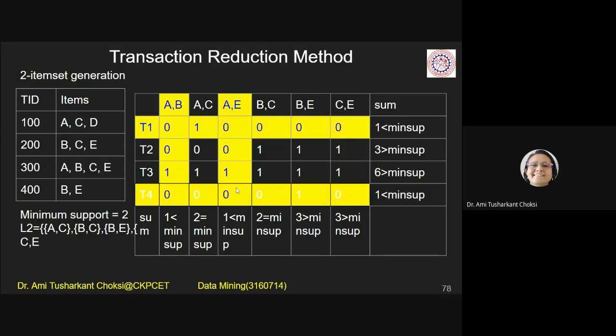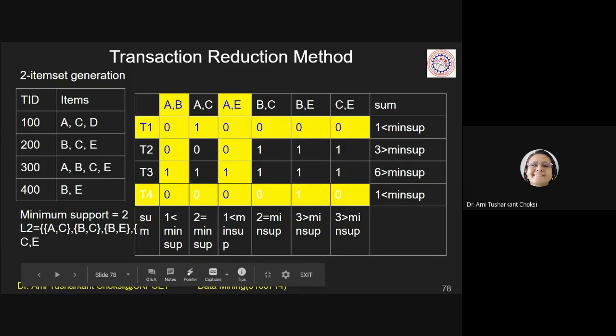And what about the transactions we should remove? That is T1 and T2, right? T1 and T2? No. It is T4, right? T1 and T4 we should remove from further processing. And what are the frequent item sets? That is AC, BC, BE, and CE, right? That's what we have listed here. Fine. Okay. So now let us proceed further.